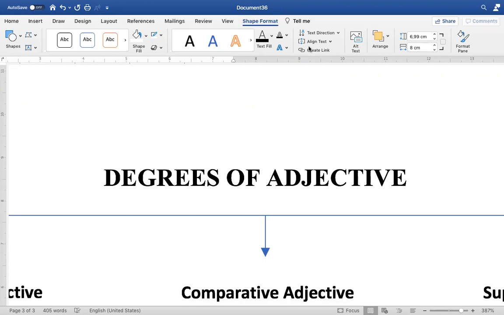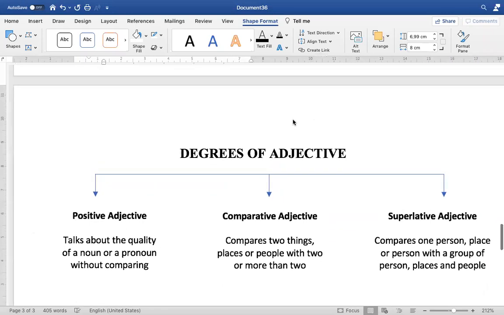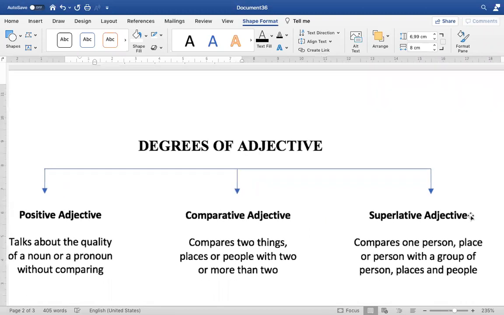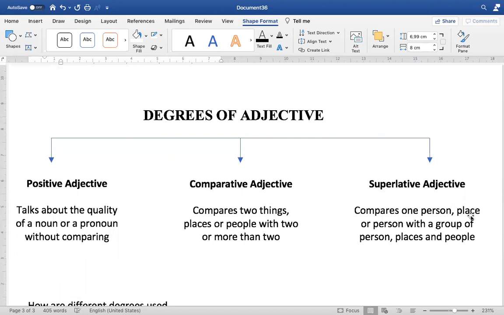So if you want to basically talk about the quality of a noun or a pronoun, you really need to use an adjective. And adjectives are basically of 3 different degrees. We call them the positive degree, the comparative degree, and then we also have what we call the superlative degree.